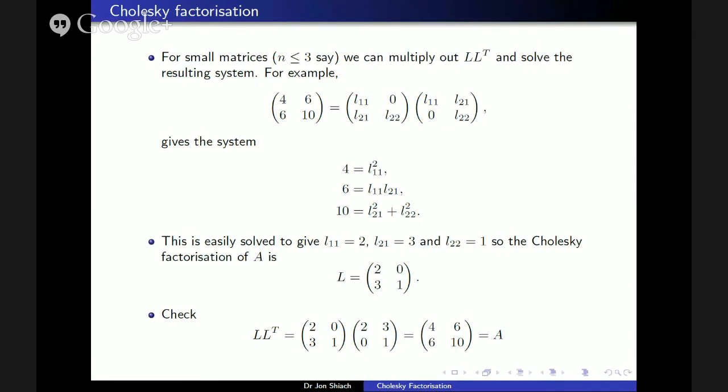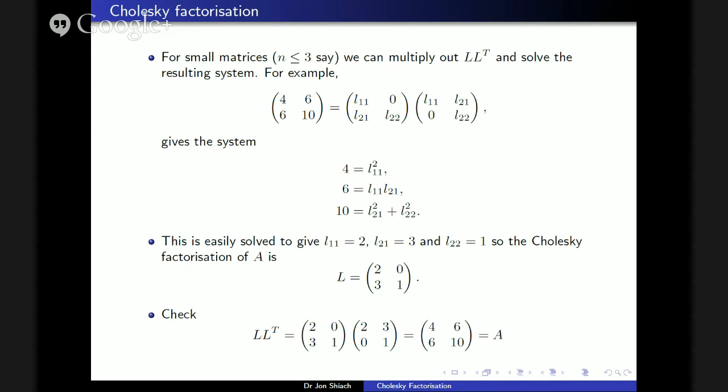and solve for the individual elements of L. So for example, if I wanted to calculate Cholesky factorization of this 2 by 2, it's positive definite because the principal minors are 4, and 40 minus 36, 4. So both of the principal minors are 4, both positive.